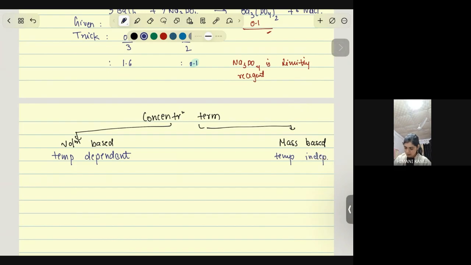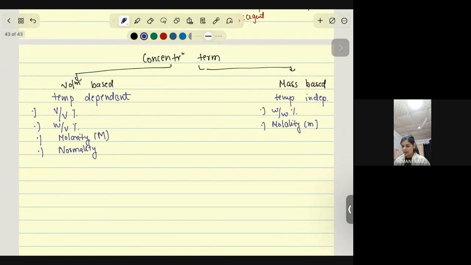So volume based, we study volume by volume percent, weight by volume percent, molarity, and normality. The mass dependent ones are weight by weight percentage and molality, which we denote as small m, and for molarity it is capital M. We will study them one by one in the next class.